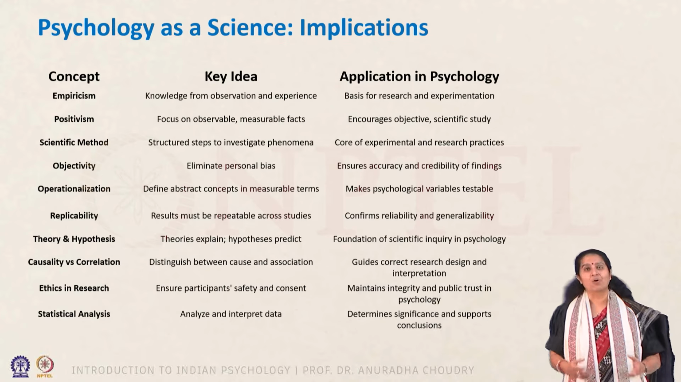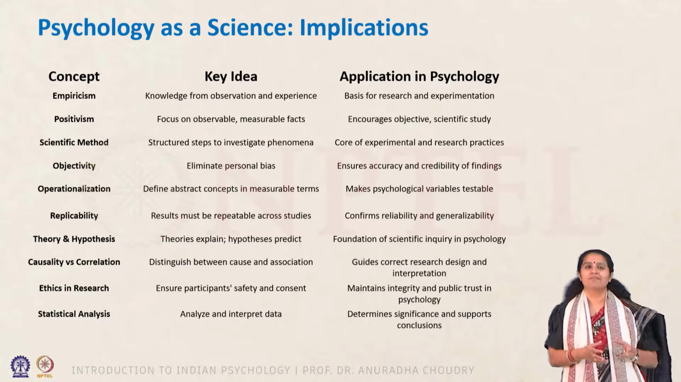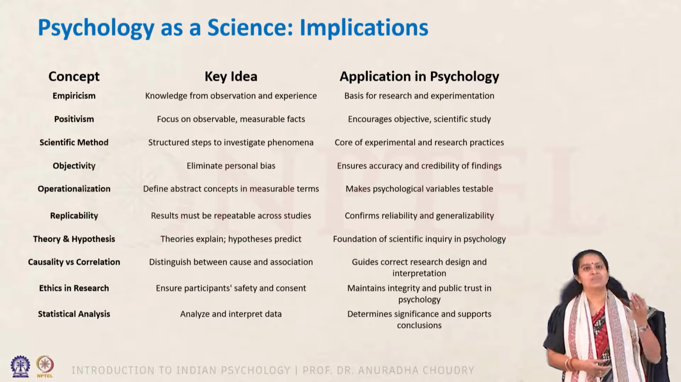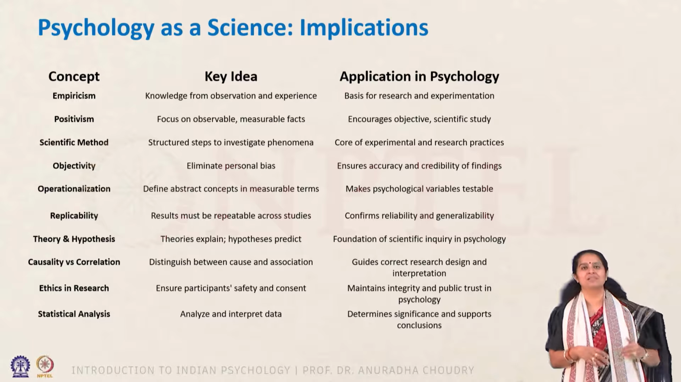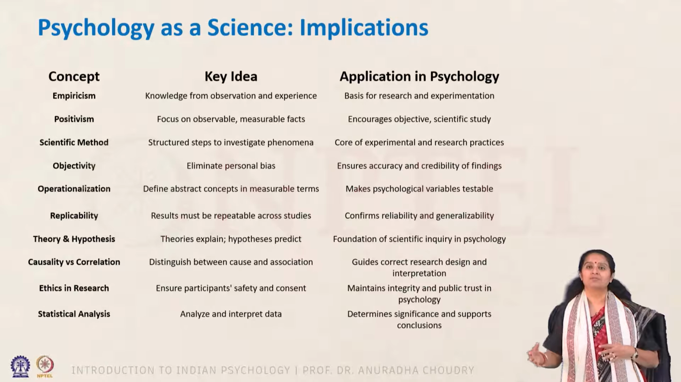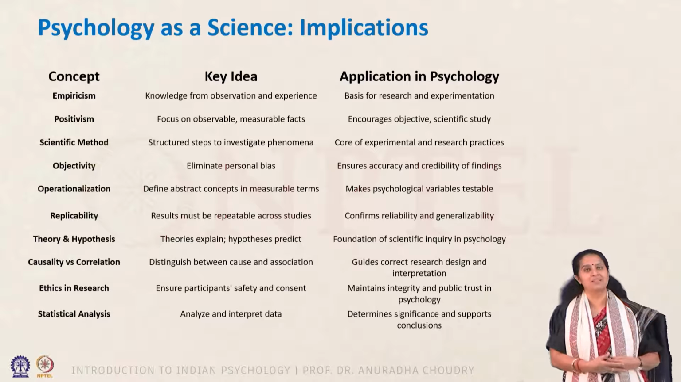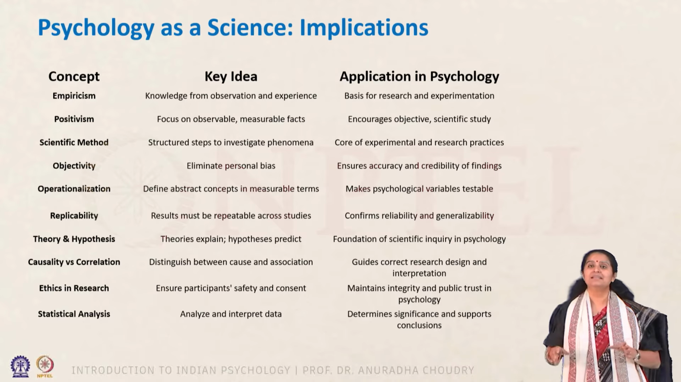So when we look at psychology as a science, here are certain implications. Science itself required certain features for it to be known as scientific. So we see there is empiricism, which means knowledge from observation and experience, and the application of this would be the basis for research and experimentation. Then there is a positivism aspect to it, which focuses on observable, measurable facts. These encourage objective scientific study.